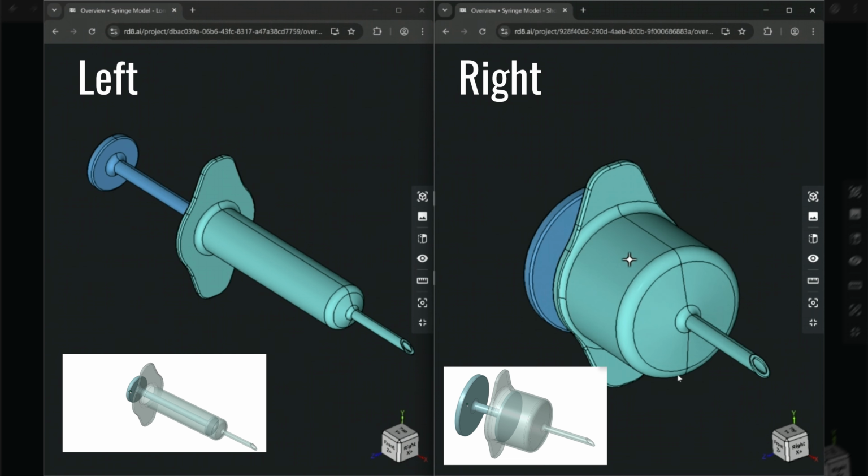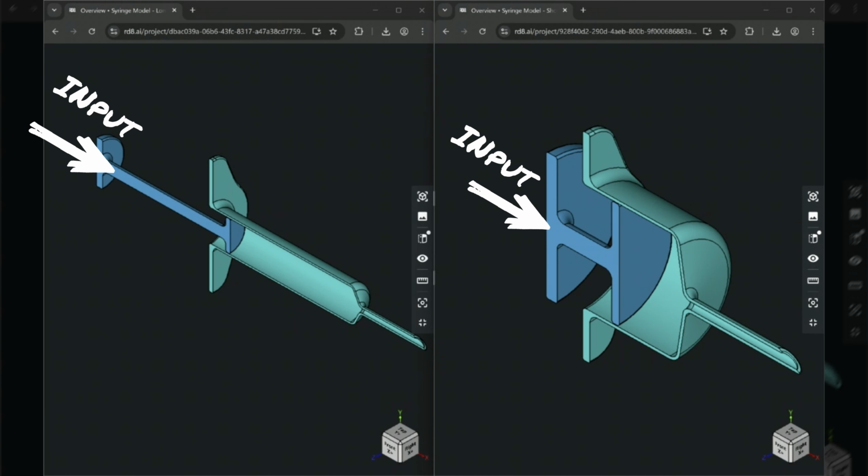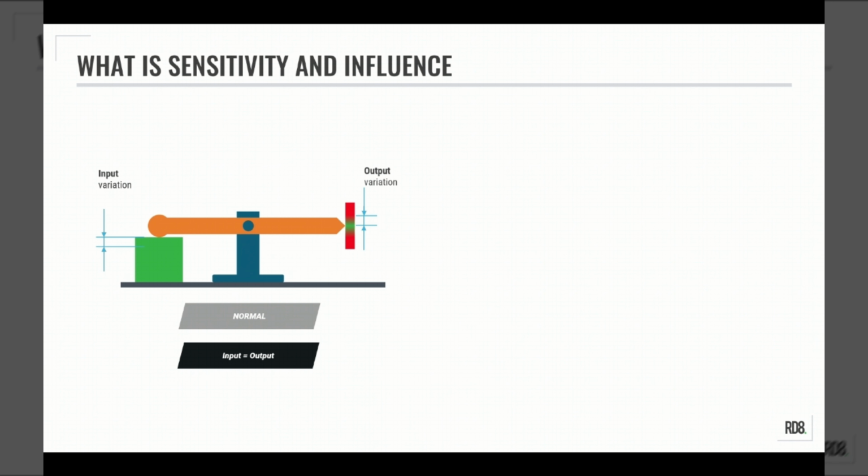The answer is yes. There is a difference, and it all has to do with a difference in sensitivity: how much the output, like the volume of medicine delivered, changes when the input, the stroke of the plunger, varies. See the green box representing the input and an orange lever representing the output. As the height of the green box changes, it causes the edge of the orange lever to move. This movement is the output.